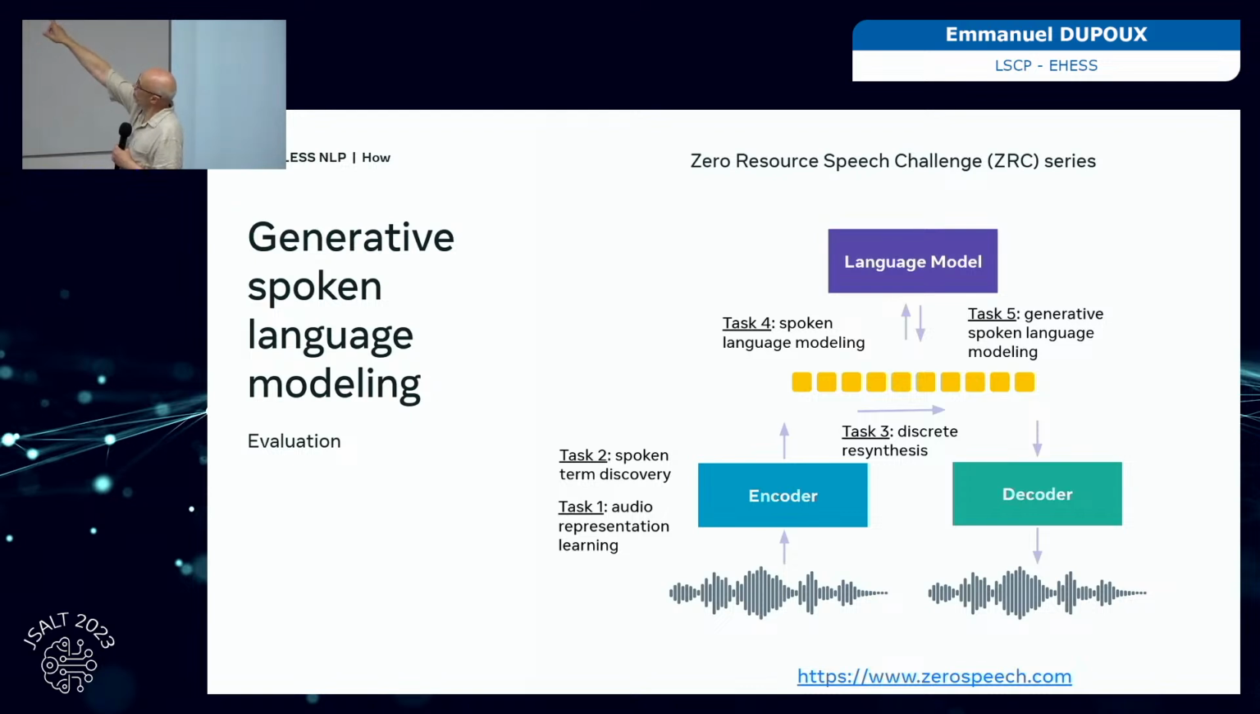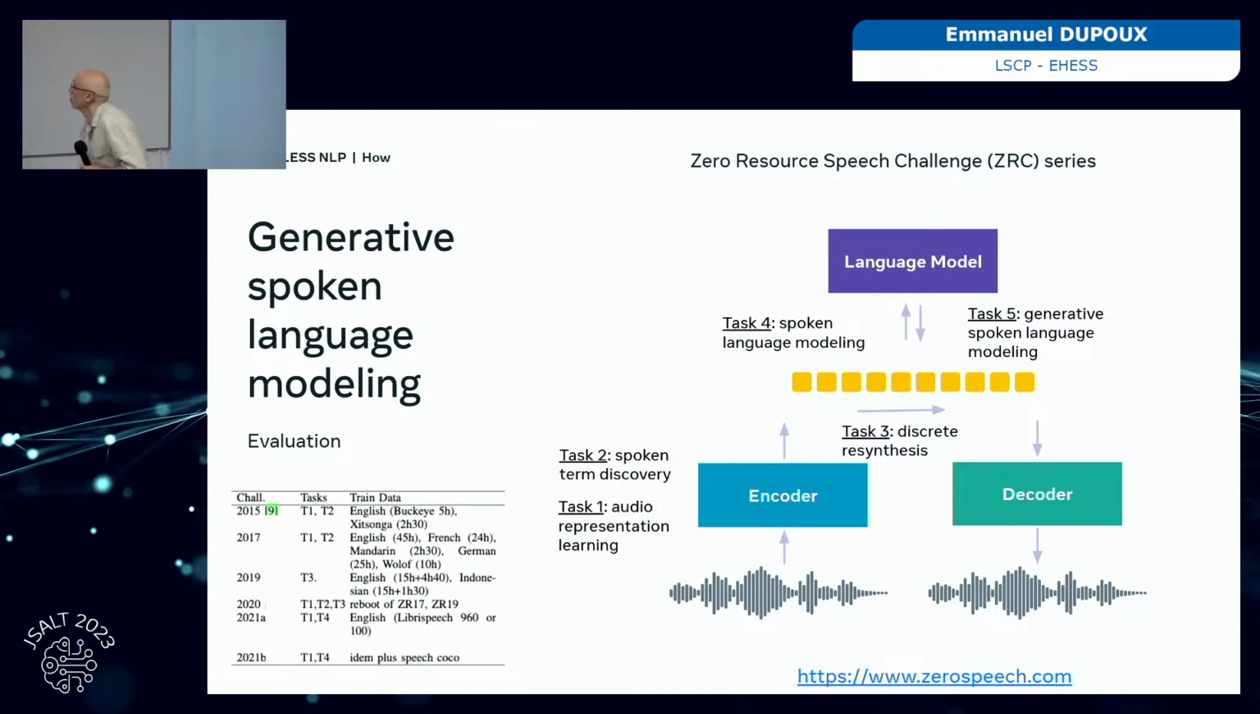Task 3 is about taking the speech, these discrete elements, and reconstructing the audio. So basically, it's a sort of TTS without the T. And then the other tasks are about language modeling. Spoken language modeling is basically language modeling from these unsupervised units, and task 5 is generative spoken language modeling. So for each of these tasks, we have defined metrics over the years, and these were submitted to challenges at Interspeech mostly, over a number of different languages.